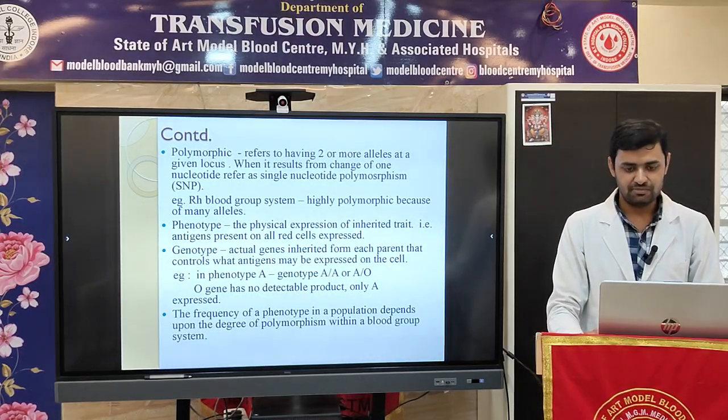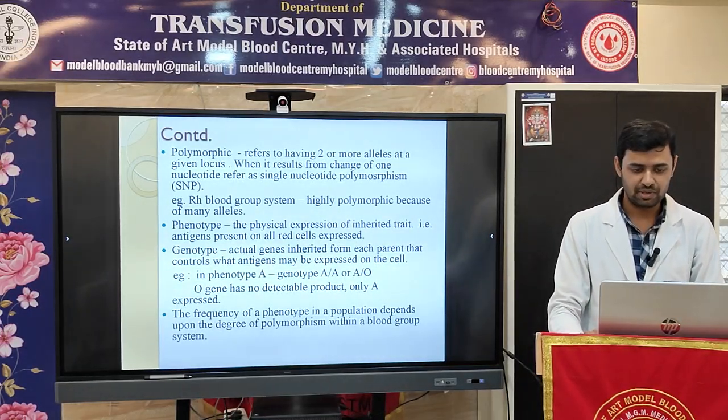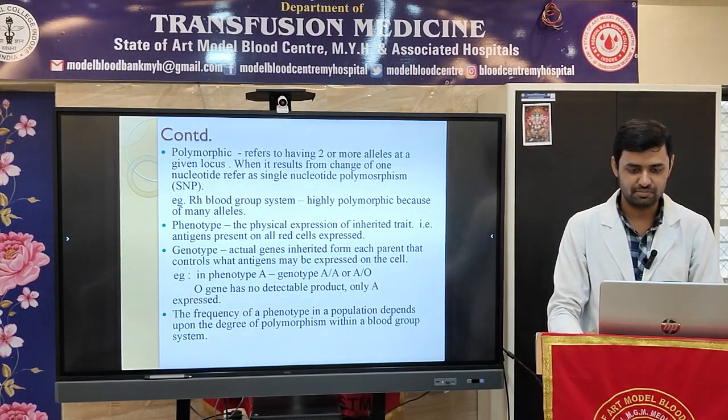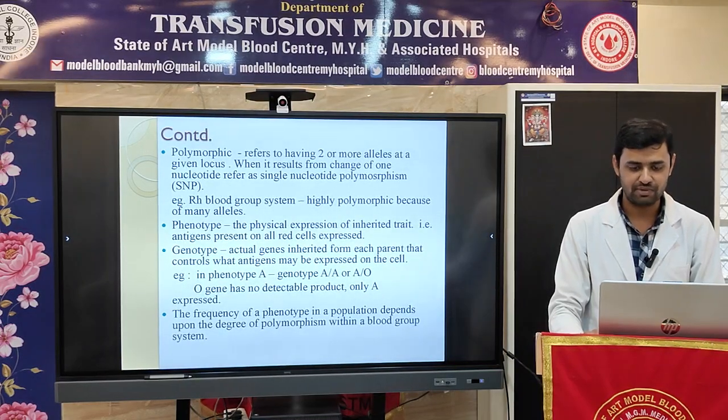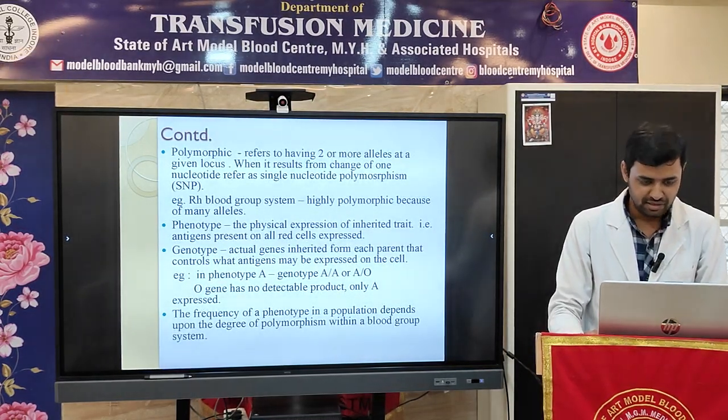What is polymorphic? It refers to two or more alleles at a given locus. When it results from change in one nucleotide, it is referred to as single nucleotide polymorphism, SNP. For example, Rh blood group system is highly polymorphic because of many alleles.